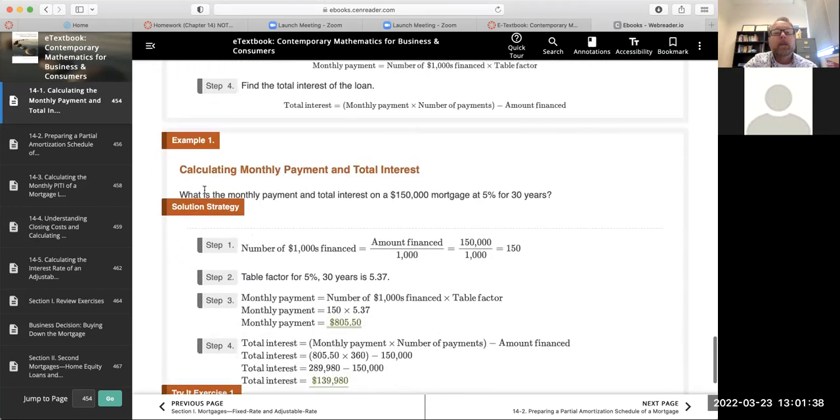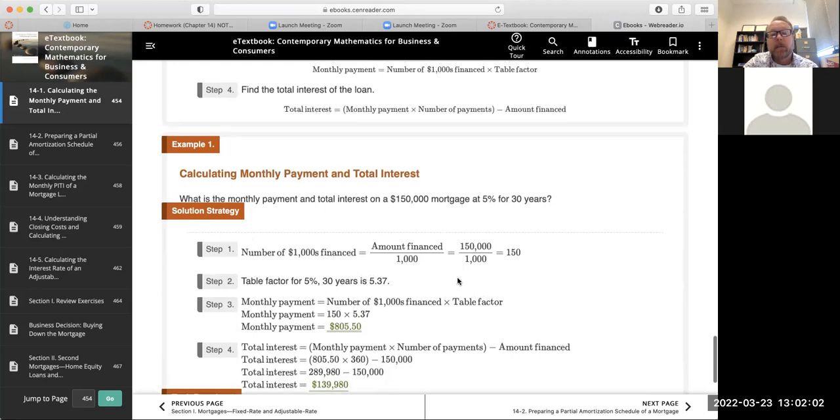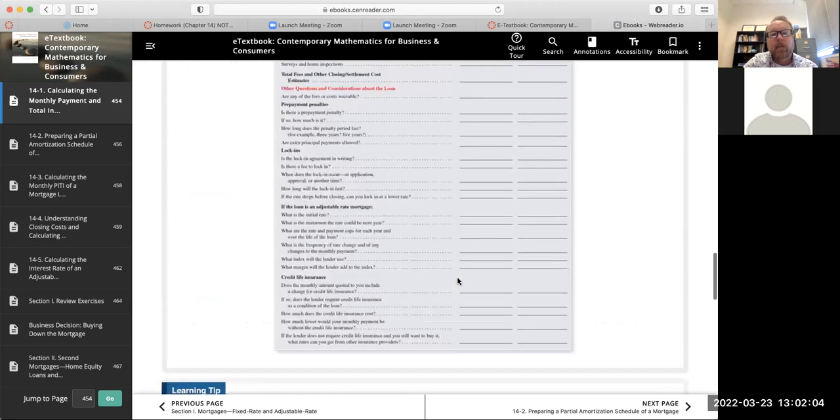Here's an example. What is the monthly payment of a $150,000 mortgage at 5% for 30 years? So first thing you're going to do is figure out what is that amount financed divided by 1,000. So again, 150,000 divided by 1,000 equals 150. And then you need to go to the table. So 5% at 30 years is 5.37. And I'm going to show you that if I go back to the table.